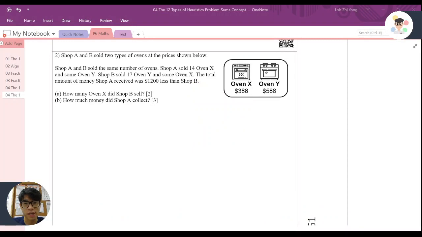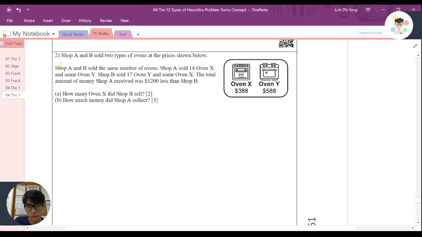Welcome back to digital class, and this is a discussion for booklet number 4, the 12 types of heuristic problem-sum concept. And now we're discussing page 51, question number 2. Now, let's look at this question. This question says that shop A and shop B sold two types of ovens at the prices shown below.